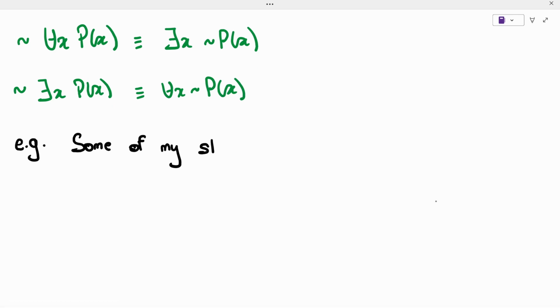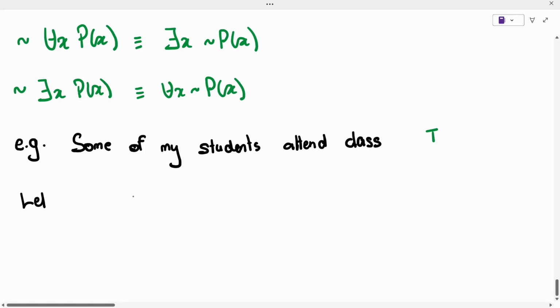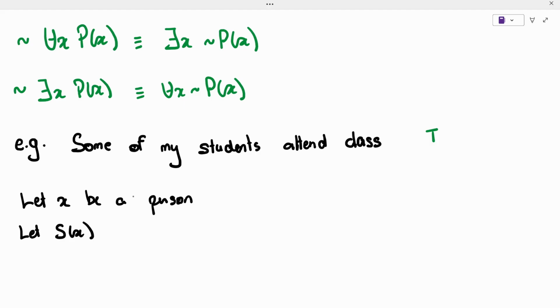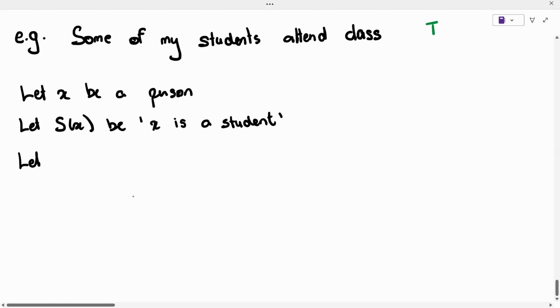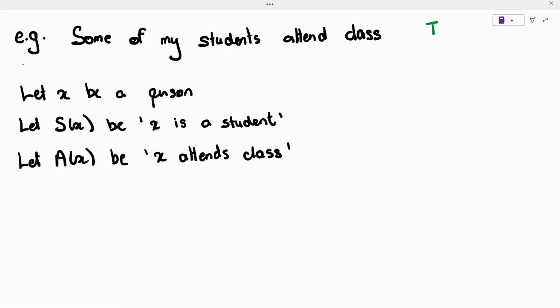So let's look at another example. Some of my students attend class. This is, of course, a true statement. For this example, I'm going to convert this statement into symbolic form. So we could let x be a person, let S of x represent x is a student, and let A of x be x attends class. Then our statement is some of, or there exists, some of my students attend class.